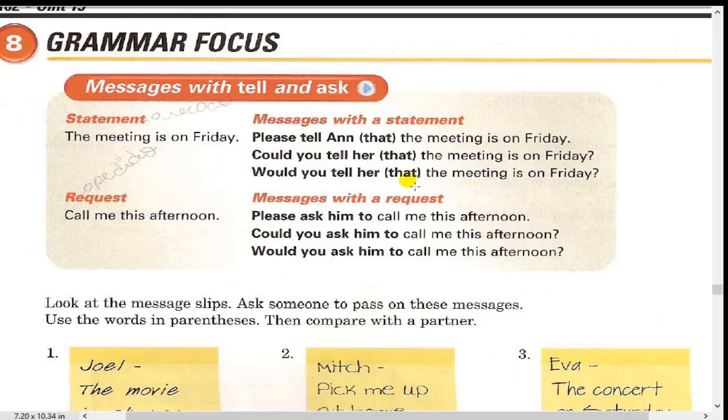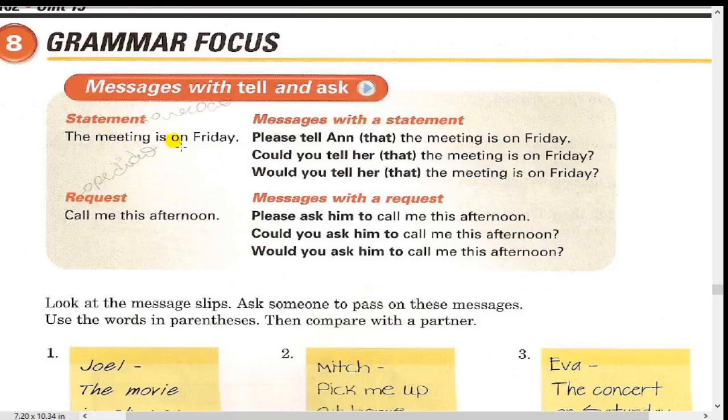Request. Call me this afternoon. Messages with a request. Please ask him to call me this afternoon. Could you ask him to call me this afternoon? Would you ask him to call me this afternoon? Messages with tell and ask.